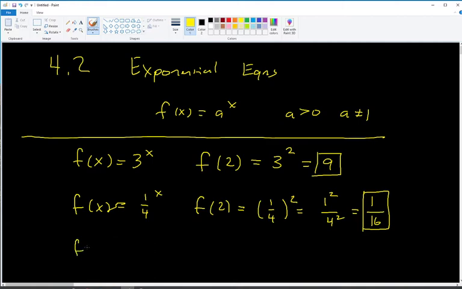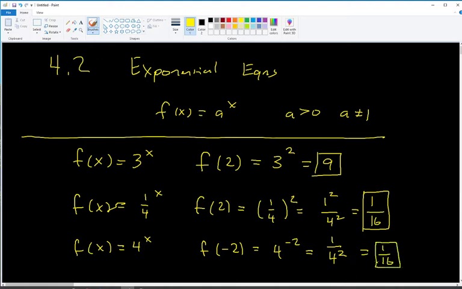If we have a type where there's a negative power, so let's say f of x equals 4 to the x, and we want to find f of negative 2, this would be 4 to the negative second power. When you have something raised to a negative power, this becomes 1/4, and then the negative 2 becomes a positive power down in the bottom of the fraction. So this would also give us 1/16 in this case.